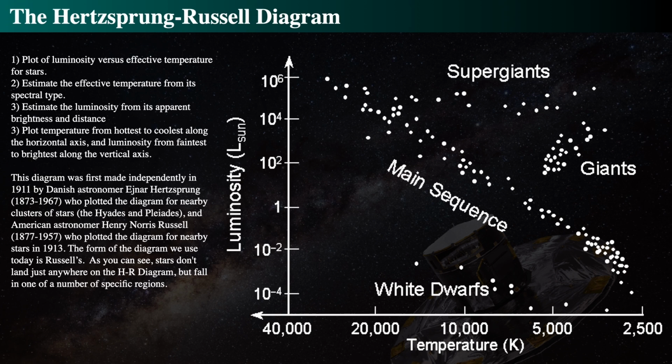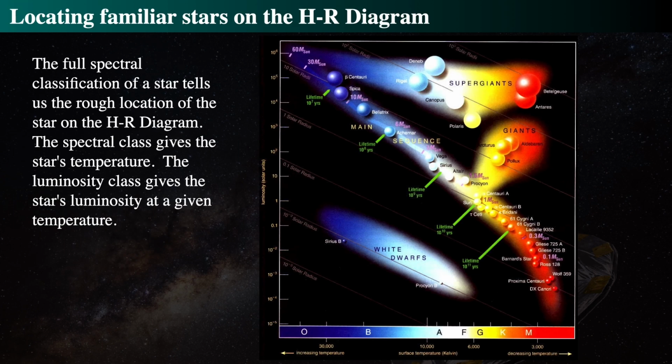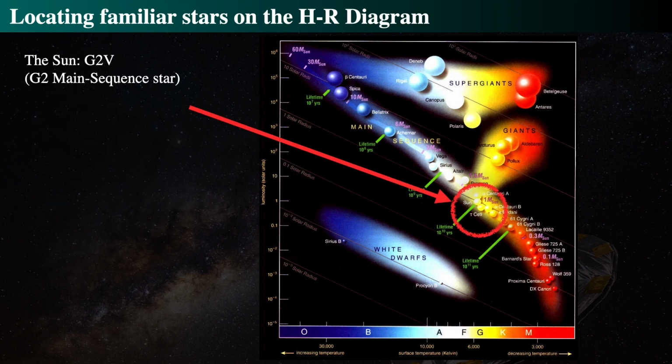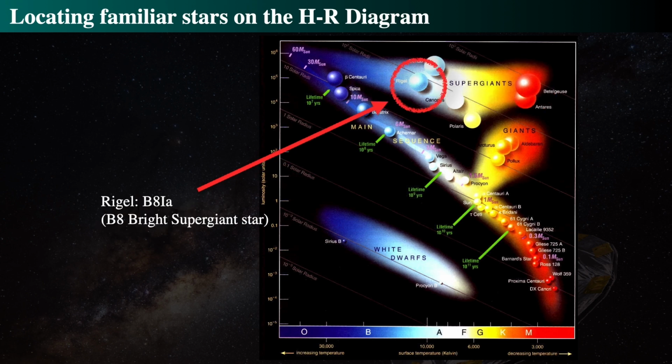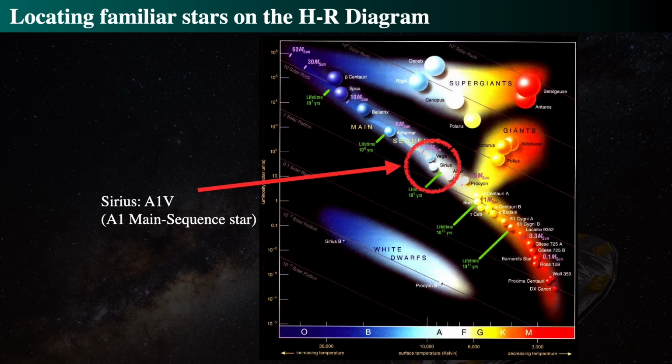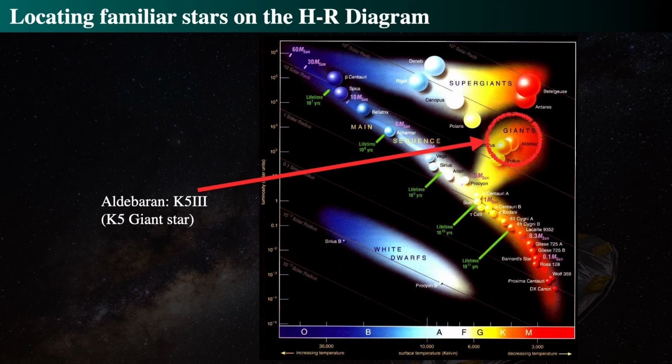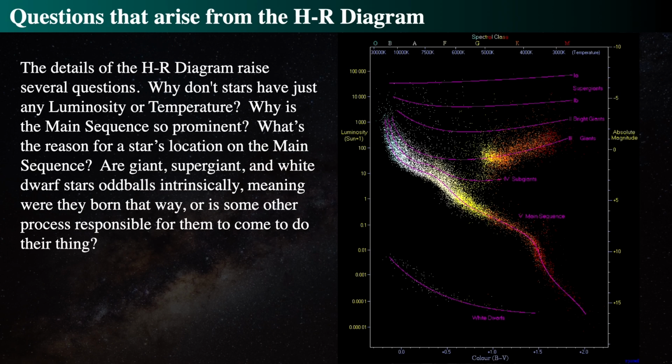And so we use the form of Russell's as opposed to Hertzsprung's, so Russell won the day in terms of the layout, but the stars don't land just anywhere. They fall in those special regions that we've already discussed. So here's another view of the HR diagram, which is kind of a cool one. It highlights the Sun, which is a G2 type star. Betelgeuse, a winter star, is an M2 supergiant. Rigel is a B8 type bright supergiant. Sirius, one of the nearest bright stars, is an A-type main sequence star. Aldebaran is a K giant star in Taurus, the bull.